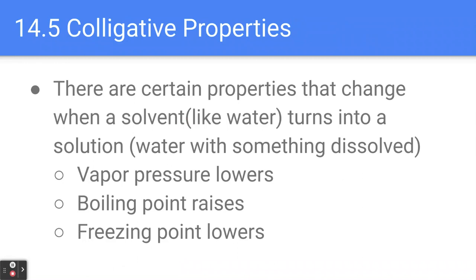So colligative properties are properties that change when a solvent, such as water, turns into a solution, so water with something dissolved. There's 3 things that we're going to talk about here: vapor pressure lowering, boiling point elevation, or boiling point being raised, and freezing point being lowered.